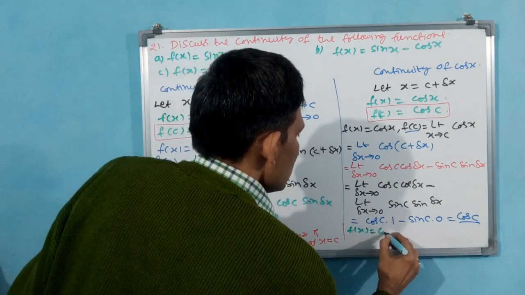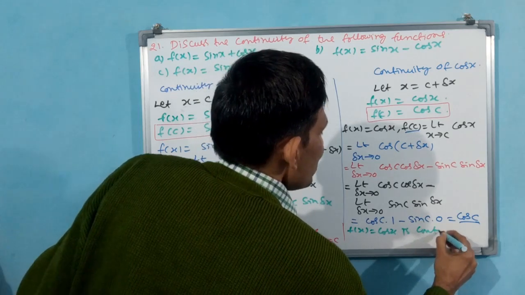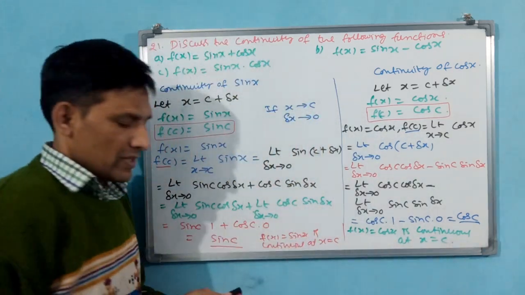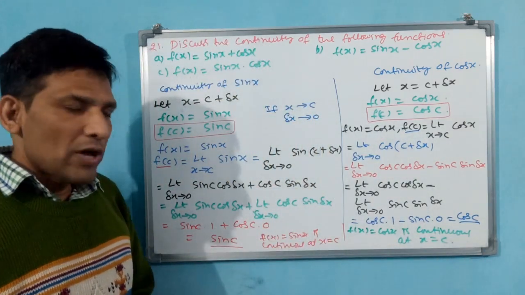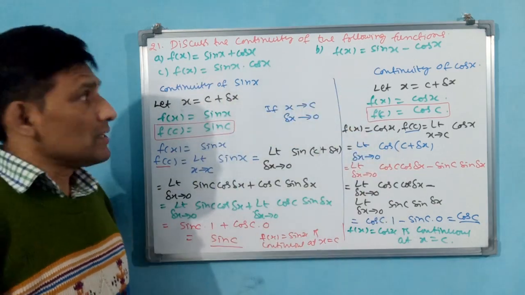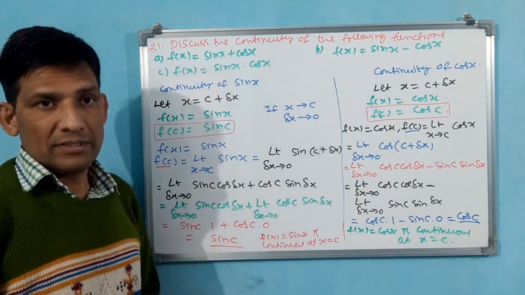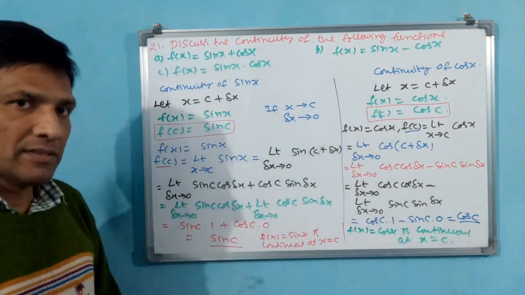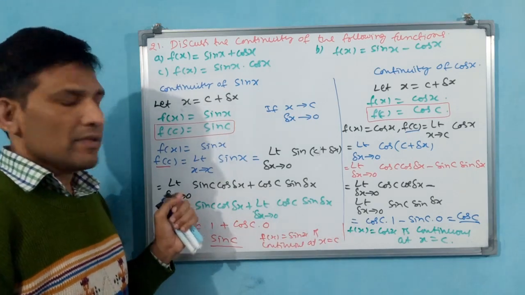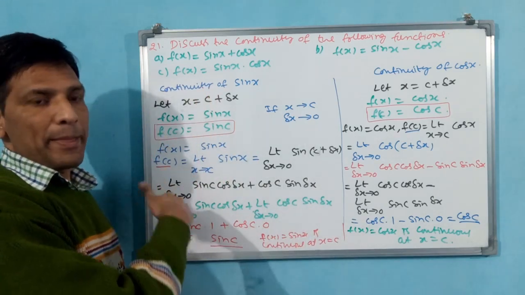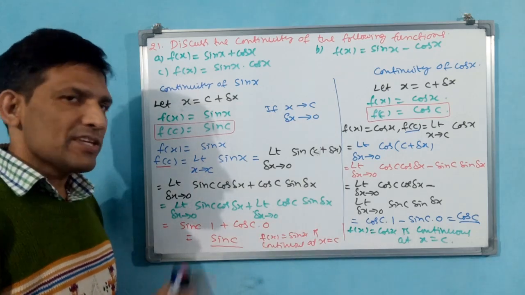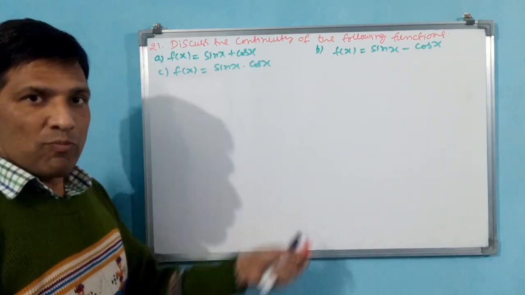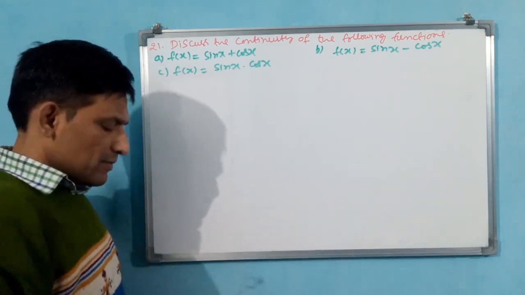f of x is equal to cos x is continuous at x is equal to c. Now you first note down this. Again we are going back. Write down this: sin x is continuous, we have proved. Cos x is continuous, we have proved. Separately, two functions we will take, g(x) and h(x). Whatever we have proved, that we have noted down will come for this question only.